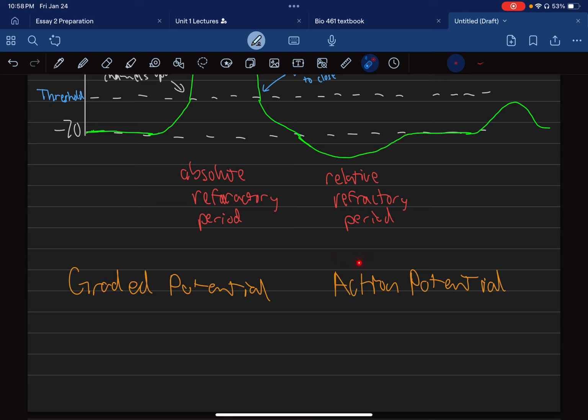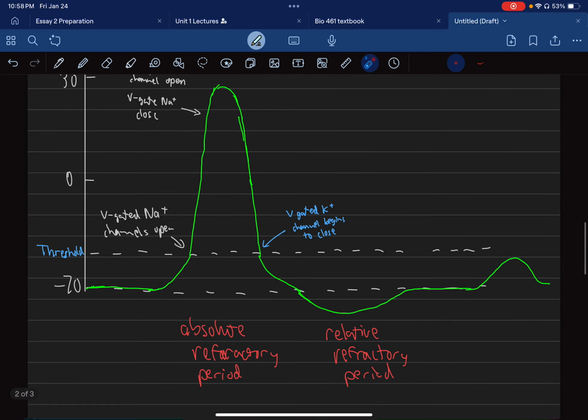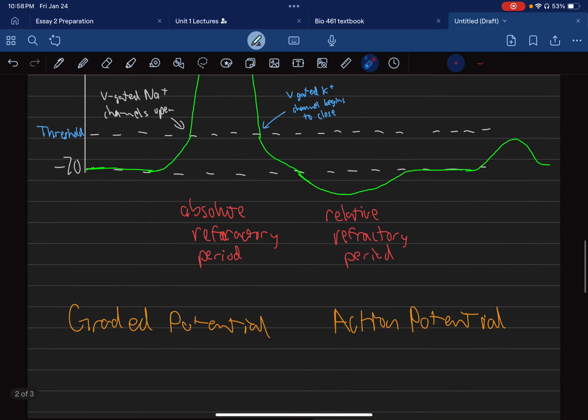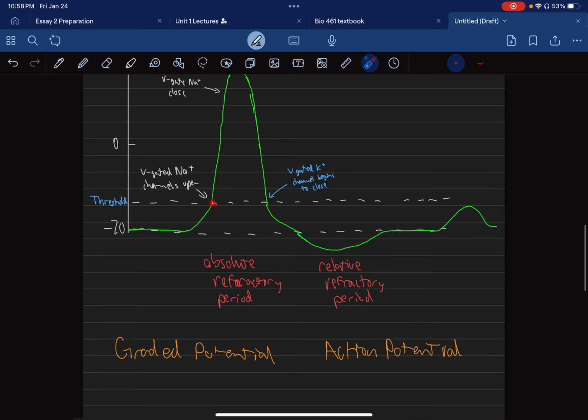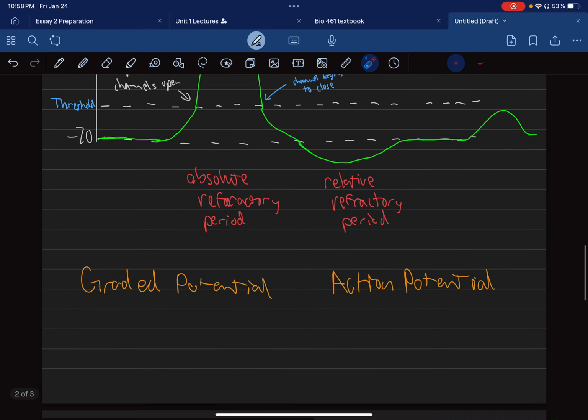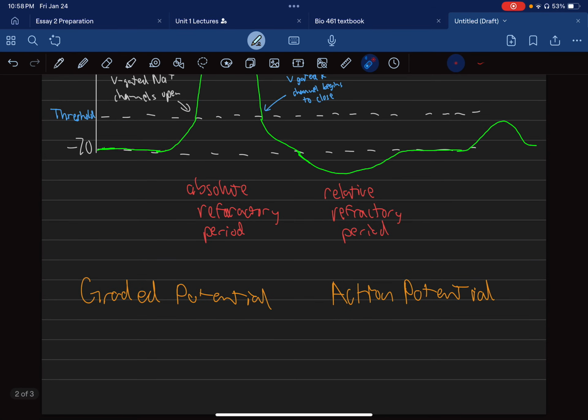Meanwhile, the action potential is always going to start with the depolarization followed by the repolarization. So it's always going to go in the same fashion. A graded potential really can go in either direction. Action potential is always going to be on a set path.